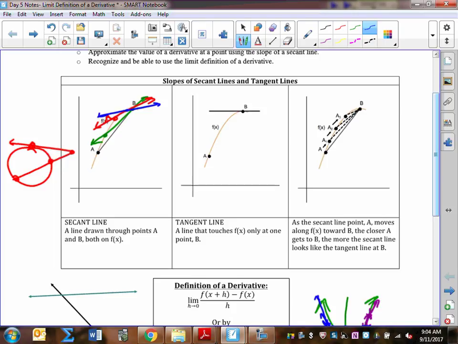As we close that gap between the two x values, that slope becomes closer and closer to the actual slope of the tangent line. And that's what this third column here is showing. As we move our A value, our A point closer and closer to B, those secant slopes are going to get closer and closer to the actual tangent slope. Now for this one, it's easy to figure out our tangent slope. It is 0 there. But it's not always going to be 0. So as the secant line connecting point A to point B, the closer A gets to B, the more the secant line looks like the tangent line.